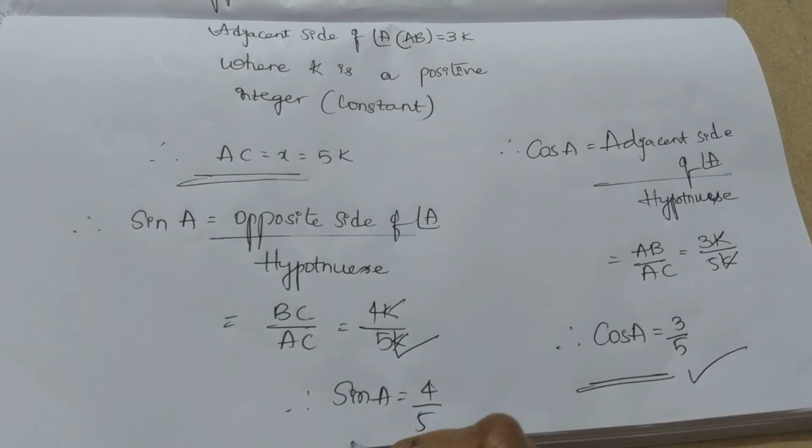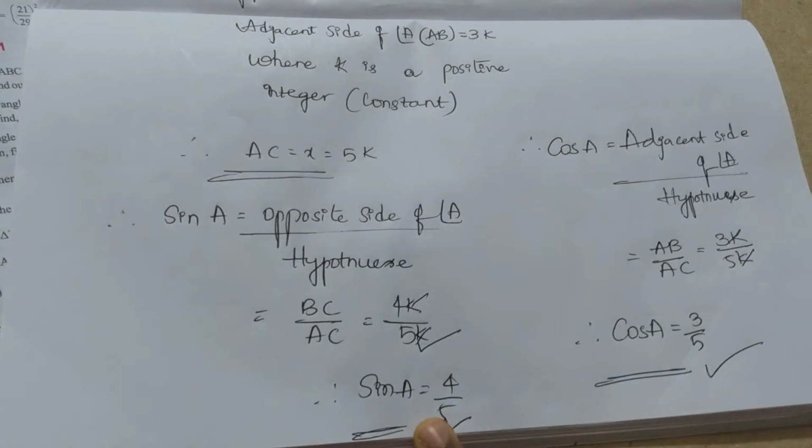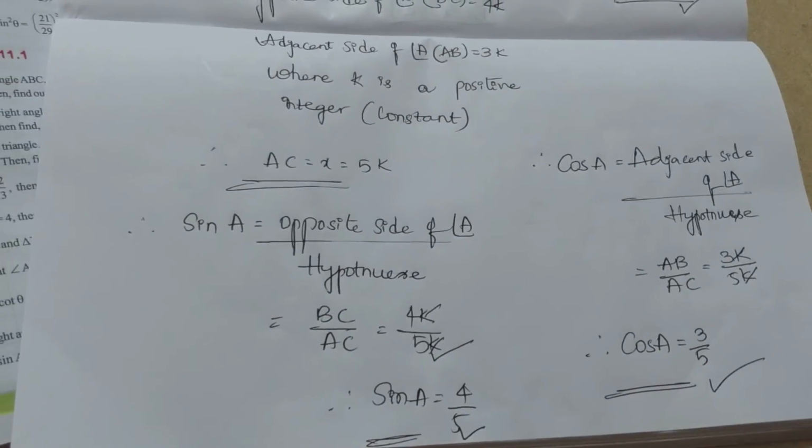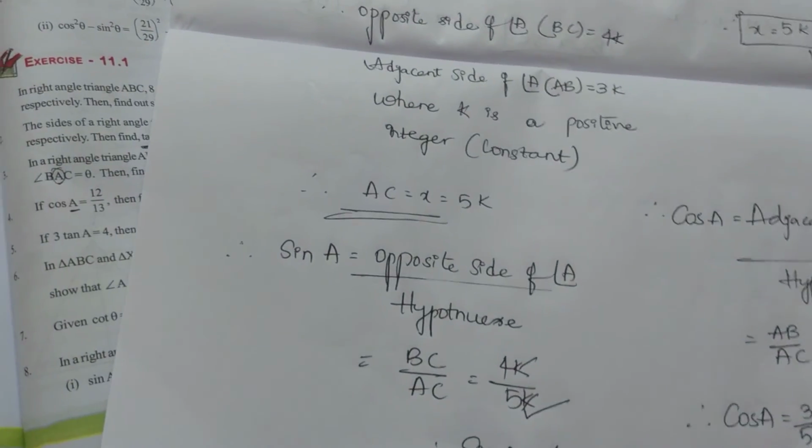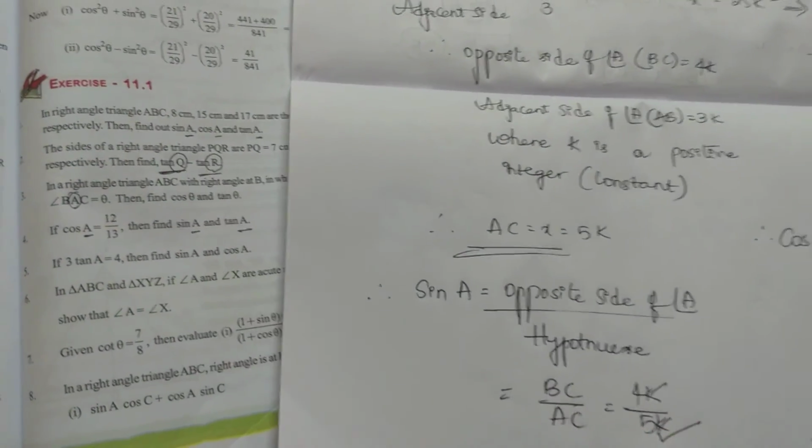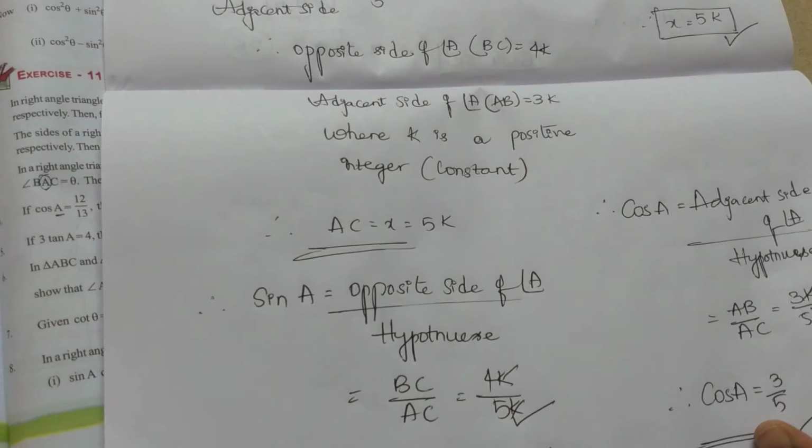So you have to find sin A value and cos A value, right? So sin A is 4 by 5 and cos A is 3 by 5. So this is the solution. It's very easy. I hope you understand the problem.